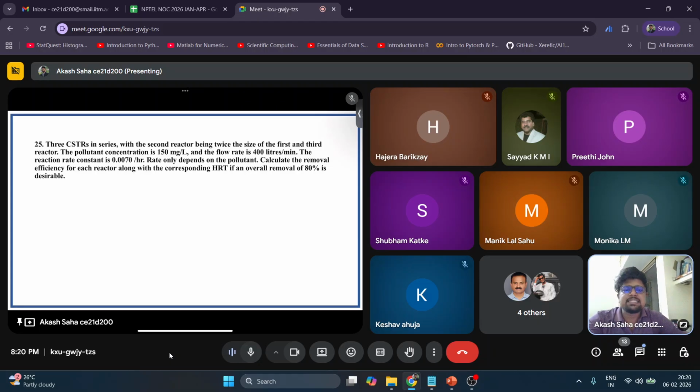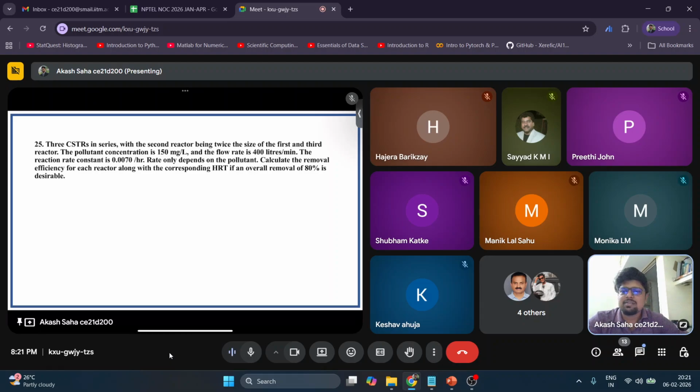So this is one question that we are going to solve now. Suppose there are three CSTRs in series, with the second reactor being twice the size of the first and the third reactor. The pollutant concentration coming into the first reactor is 150 milligram per liter with a flow rate of 400 liters per minute. The reaction rate constant is 0.007 per hour, and the rate only depends on the pollutant. Now we have to calculate the removal efficiency of each reactor along with their HRT for an overall 80% removal.